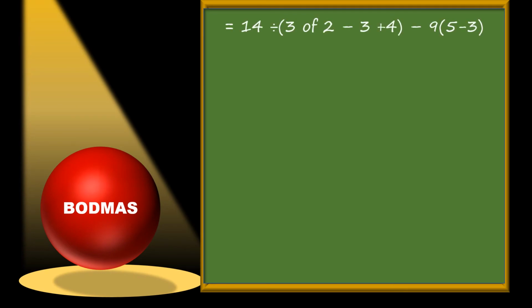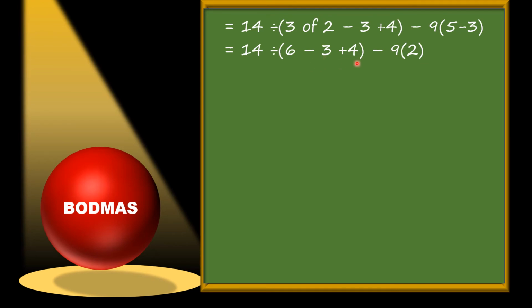Here is your next question. 14 divided by bracket starts 3 of 2 minus 3 plus 4 bracket close, minus 9 bracket starts 5 minus 3 bracket close. Both are small brackets, so we can solve both the brackets together also. In this bracket there are three operations of subtraction and addition. We will solve of first. 3 of 2 equals 6, and here only one operation is there, 5 minus 3, which equals 2. Very simple.